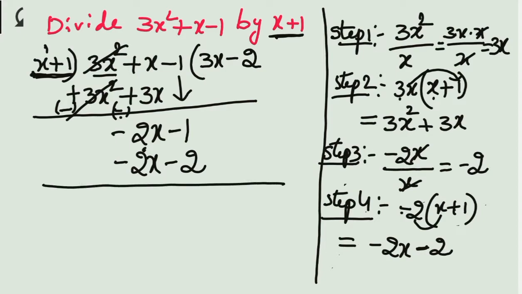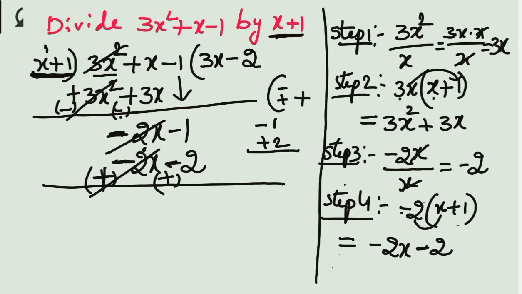After that you do the subtraction. While doing subtraction, symbols are changed. Here it is minus, so change the symbol, it becomes plus. Here it is minus, change the symbol, it becomes plus. Minus 2x plus 2x get cancelled. You get minus 1 plus 2. Minus 1 means one minus symbol, plus 2 means two plus symbols. One plus and one minus get cancelled, and you get plus 1.